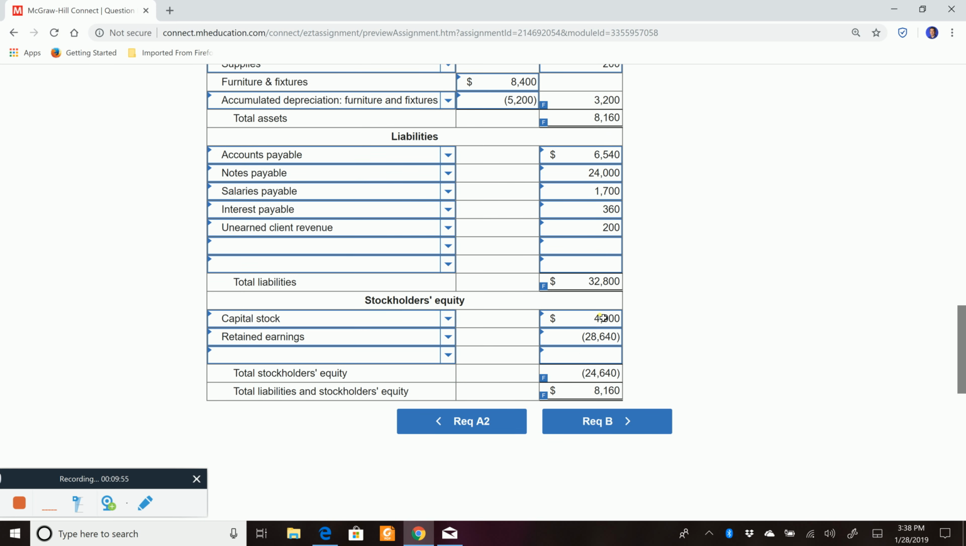Okay, and we add up our two equity accounts. Total equity is negative $24,640. Add that with your total liabilities of $32,800. We get total liabilities and equity of $8,160.